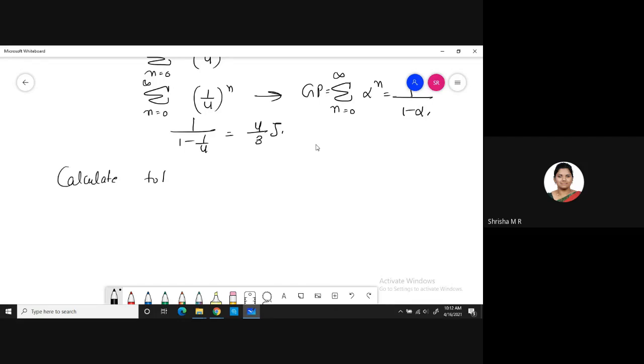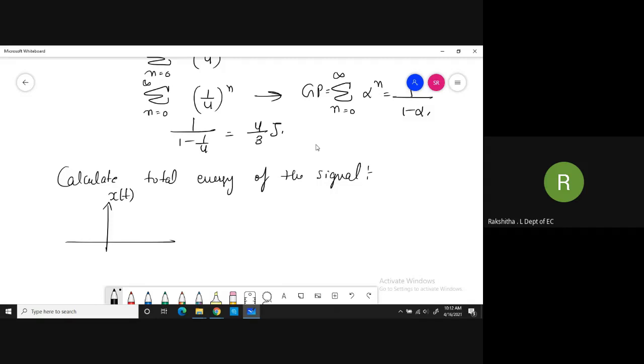Calculate total energy of the signal. Ma'am, in this even they've asked to find the power now, ma'am. Therefore, power remains 0 in this. Power will be 0. If it is an energy signal, power will be 0. In a power signal, energy will be infinite.